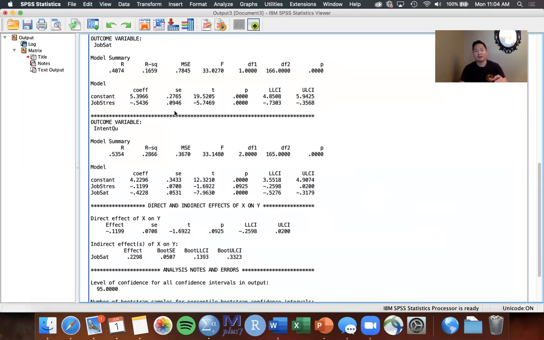Remember, we look at, do we have mediation or indirect effect, our A, B, and C paths, and also the R squared, which is 0.28866, and it's significant.